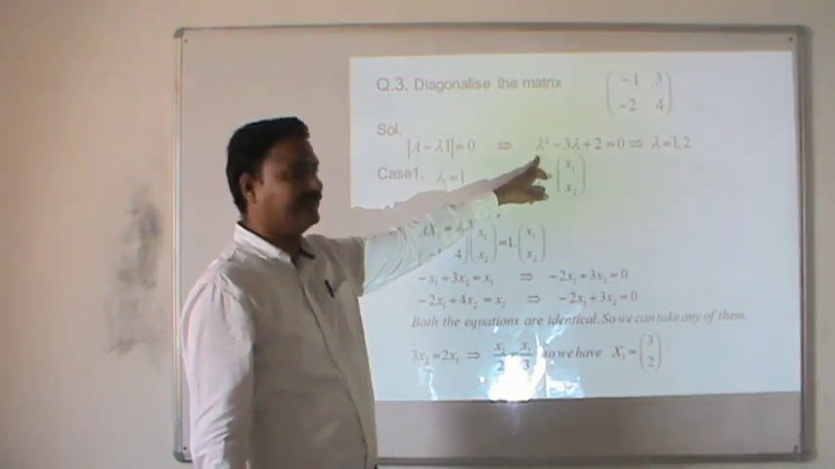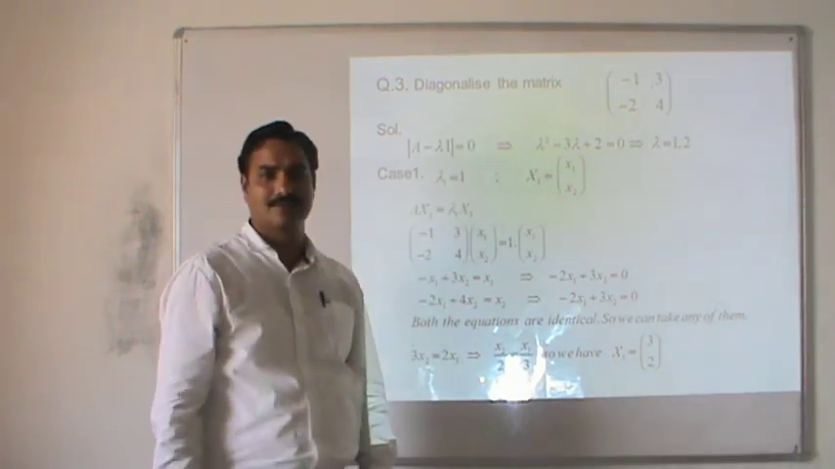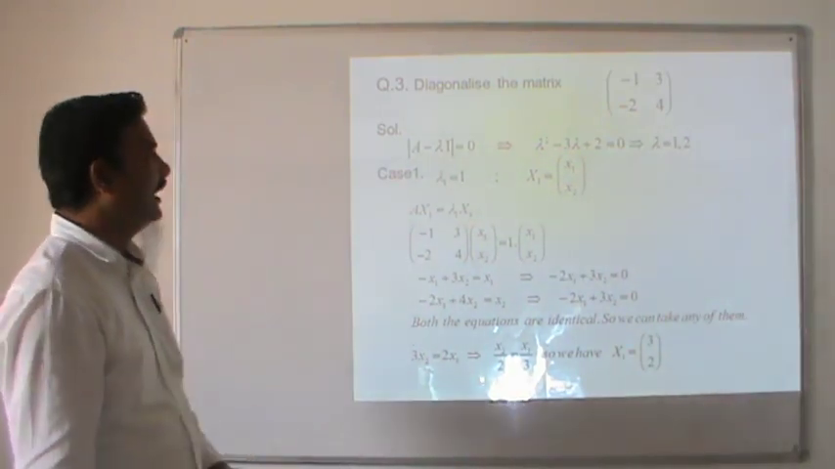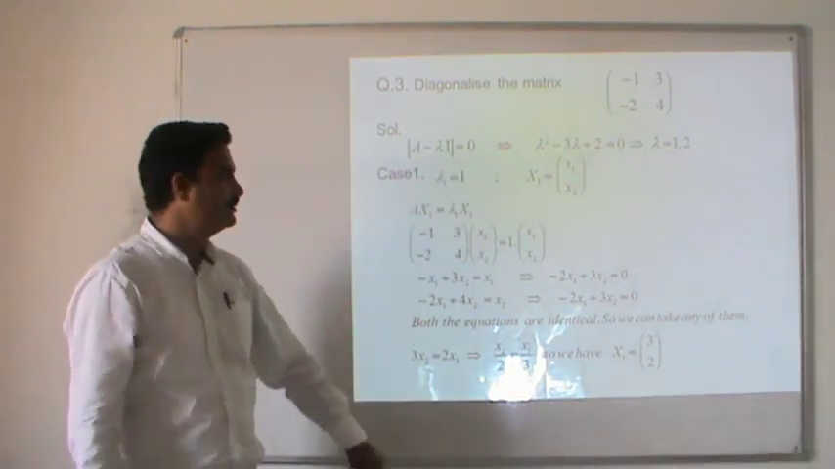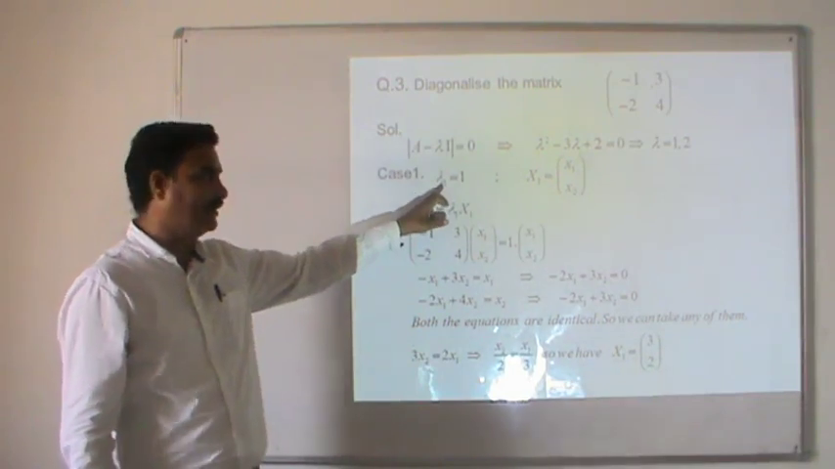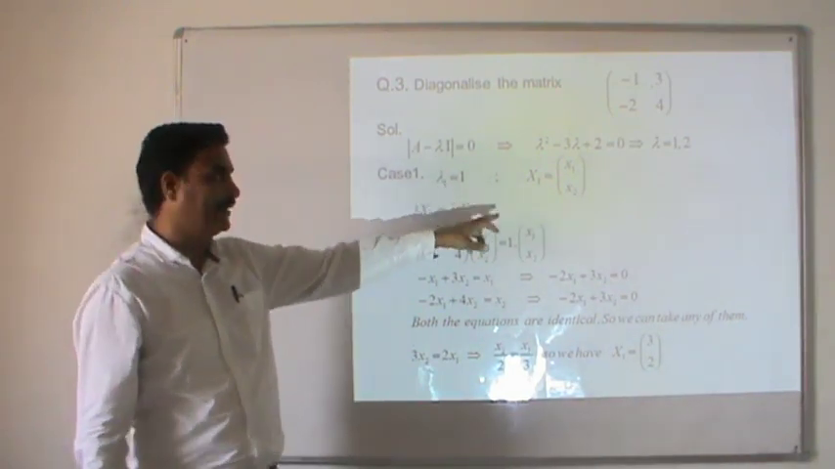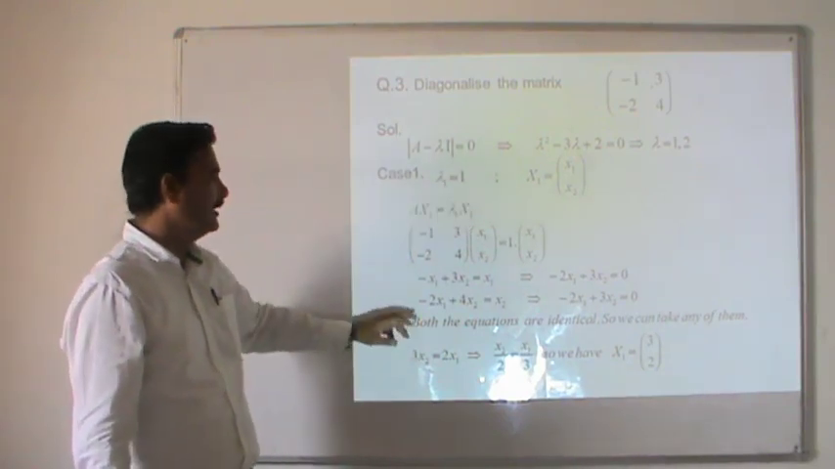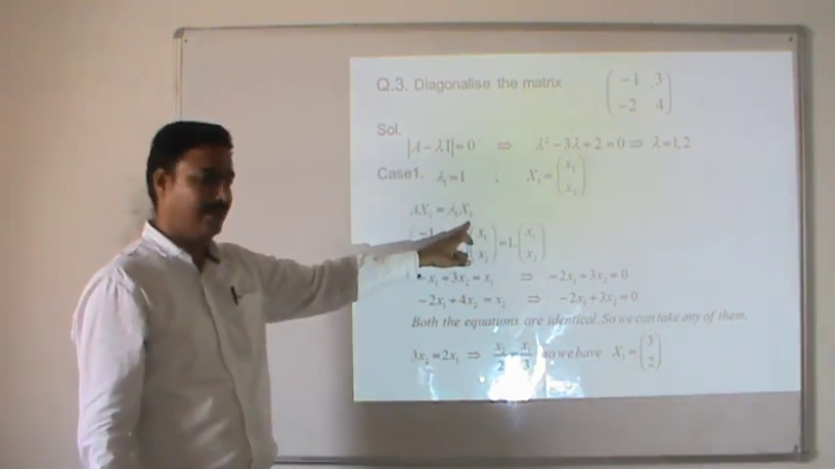And after simplifying this equation, we get two values of lambda. One is 1, the other one is 2. And for these two eigenvalues, we calculate our eigenvectors. Let us consider capital X1 as an eigenvector for lambda 1 equal to 1. In a similar manner, A x1 equals lambda 1 x1.